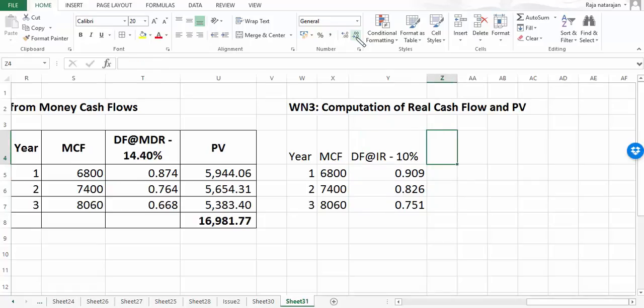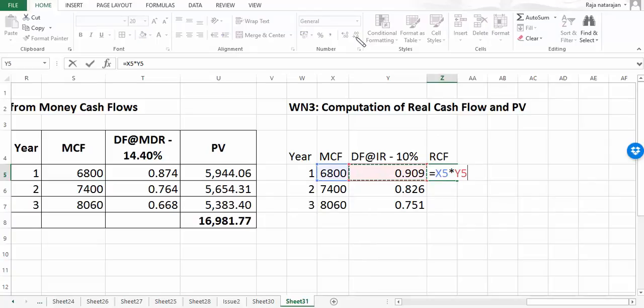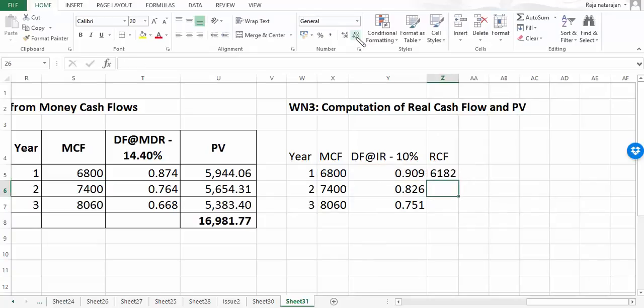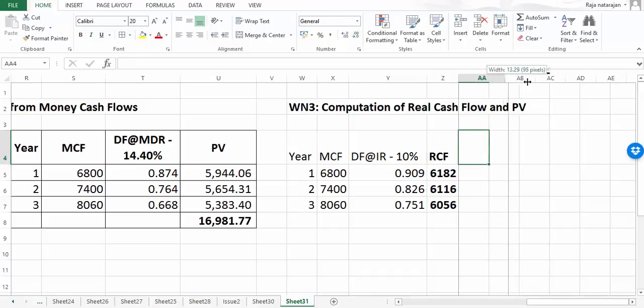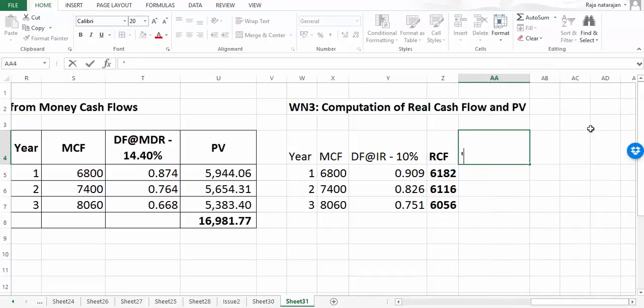Now, if I multiply this money cash flow with the discount factor at inflation rate, what I get is real cash flow. So my real cash flow for year 1 is 6,800 into 0.909. I get 6182. Year 2, when I product these two, I get 6116, and for year 3 it is 6056. So now I have real cash flow, and what did I say? You can find the present value by discounting the real cash flow at real rate of return. It means now I can have one more column where I can discount these cash flows at real rate of return.